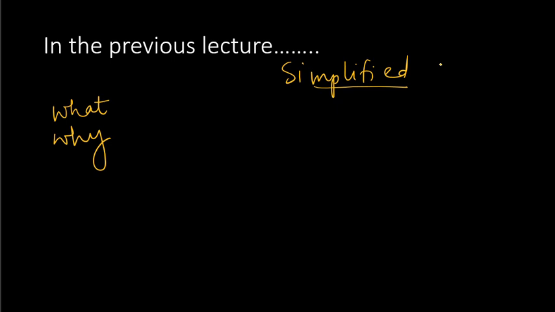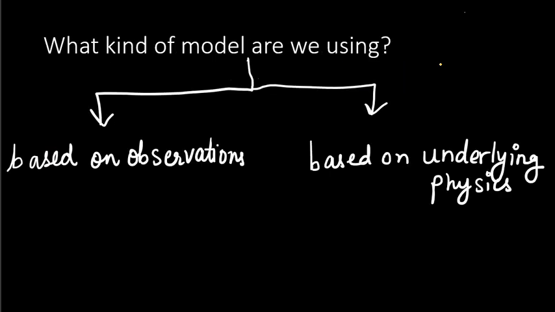So in this lecture we take the discussion one step further by asking the important question: what kind of model are we using? Not all models are created in the same way. Some are based purely on observations and measurements, while others are built from an understanding of the underlying physics. In this lecture, we'd be focusing on the first kind, known as empirical models.